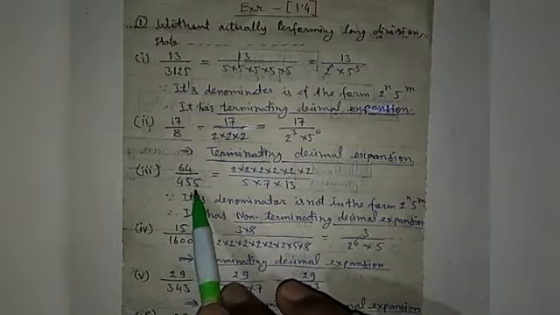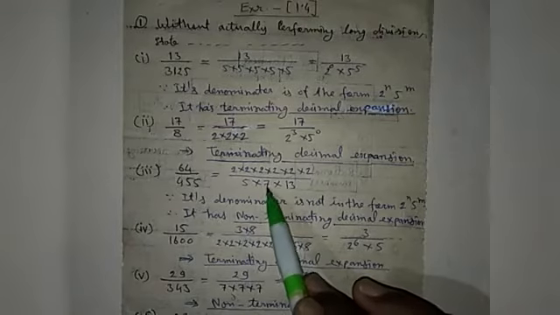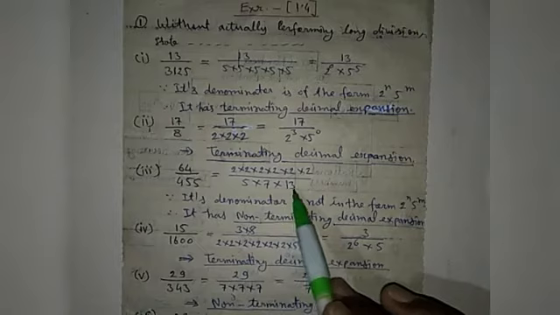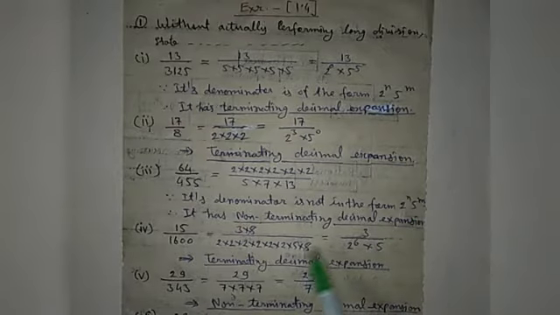In the third question, 64 upon 455. On factorization it will give the numerator 2 into 2 into 2 into 2 into 2 into 2, means 6 times 2, and divided by 5 into 7 into 13. So here as you see there are 2 more types of factors in the denominator, 7 and 13. So the denominator is not in the form of 2 raised to n and 5 raised to m. So it has a non-terminating decimal expansion.